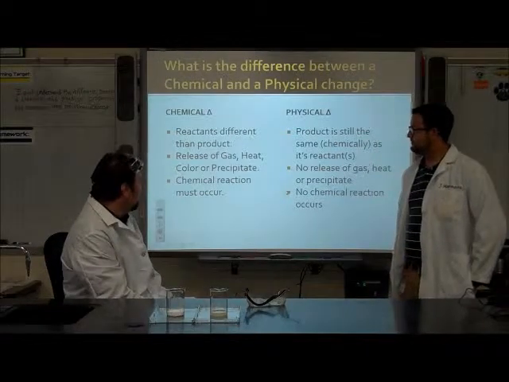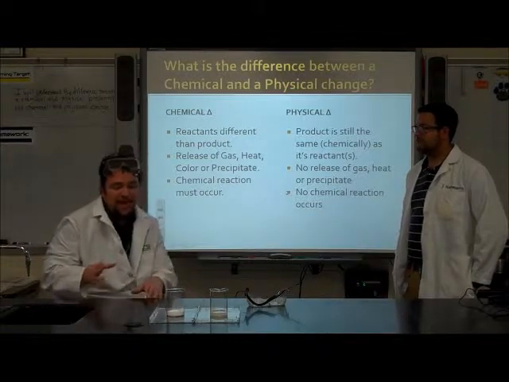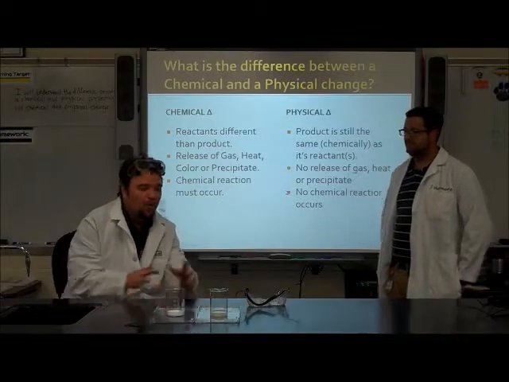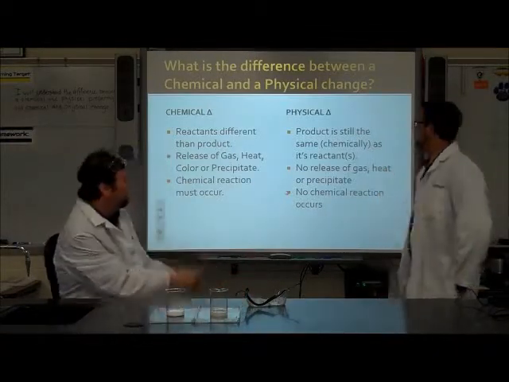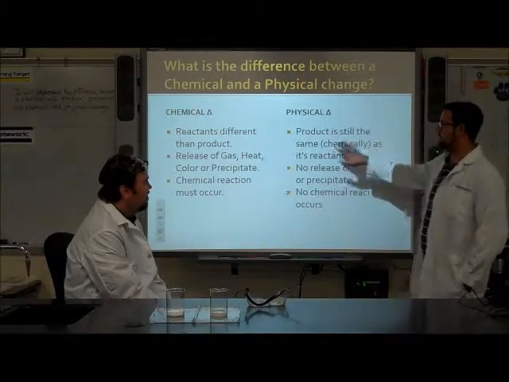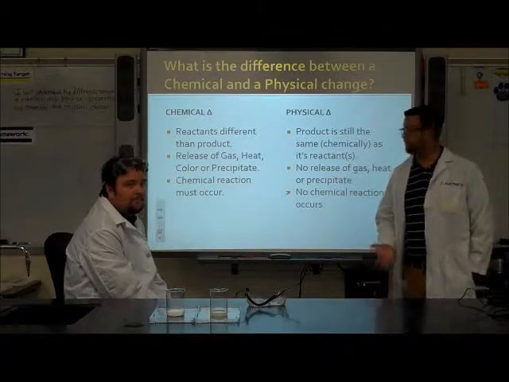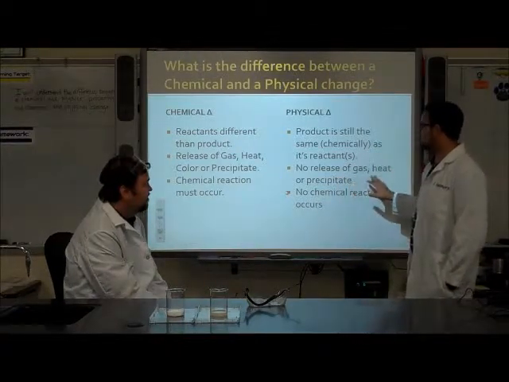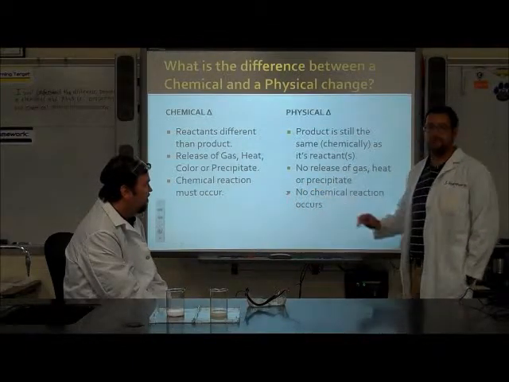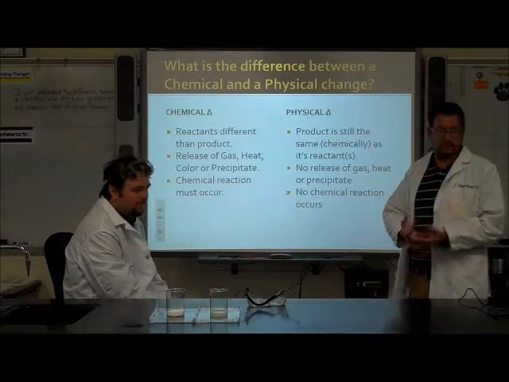And finally, a chemical reaction must occur. So there actually must be a reaction between the two reactants, or the two things you start with, to form that new material, which is that product. For physical changes, the product is still the same. So we have a difference here. Just because it's undergoing a physical change, it's still made of the same stuff. No release of gas, heat, or precipitate will be present, and no chemical reaction is going to occur. So you're only changing the physical aspects of the object.